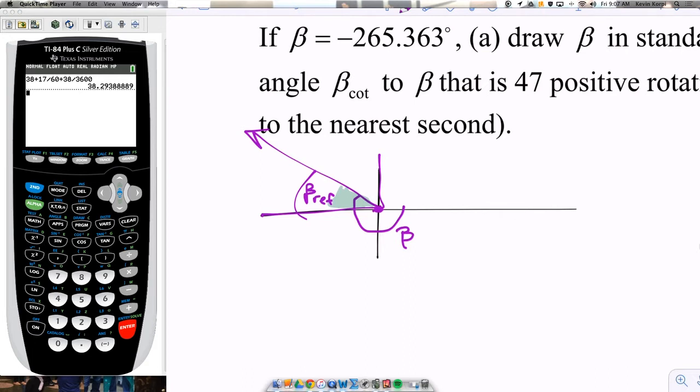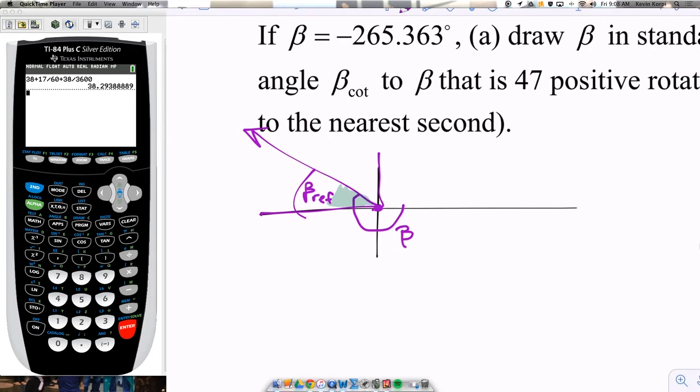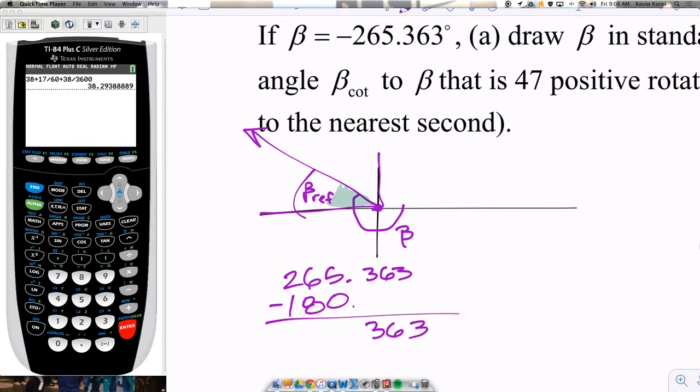Guess and check. Subtract, yeah. We've gone past 180. So the fact that it's negative, that's just a vector that tells us to rotate clockwise. The magnitude of the angle is what we're really after here. So if I take the magnitude of the angle, which is 265.363, all I have to do then, since I've gone past 180, is determined by how much I've gone past 180. So if I subtract 180 from there, I get 363. I get a 5 here. I get an 8.